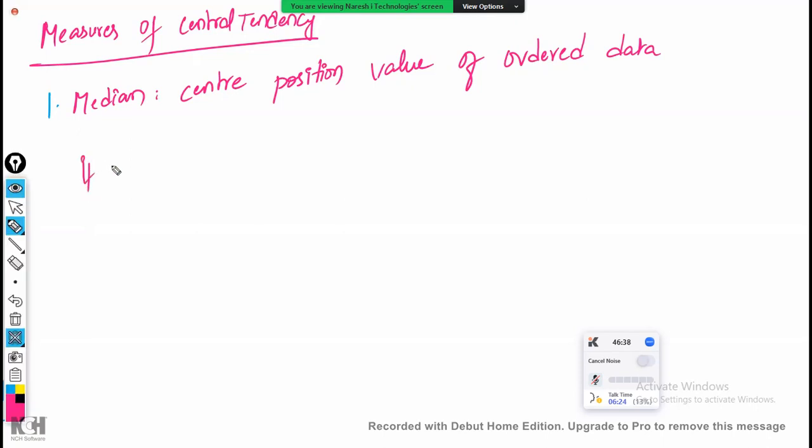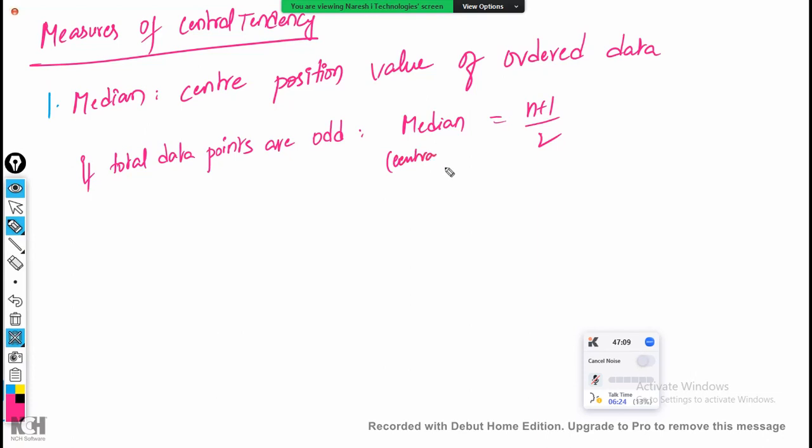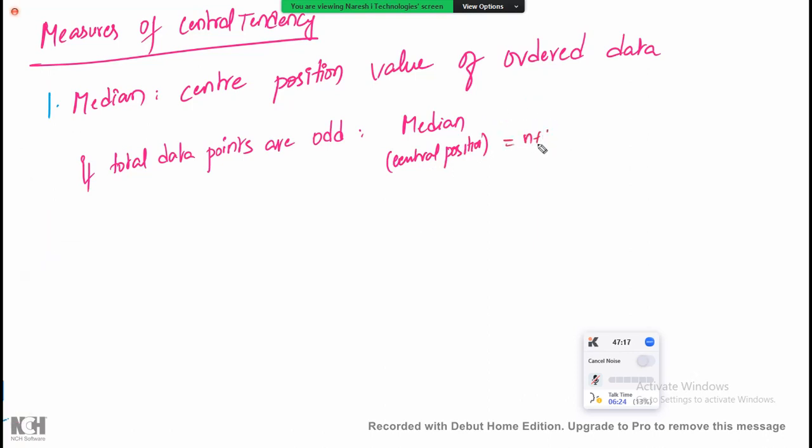If the total number of data points is odd, then the median position is equal to n plus 1 divided by 2. That is the center position value. The median value is at position n plus 1 divided by 2. That is, the median is the center position, and the center position is equal to n plus 1 divided by 2.